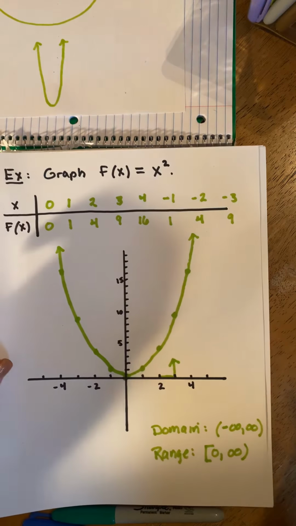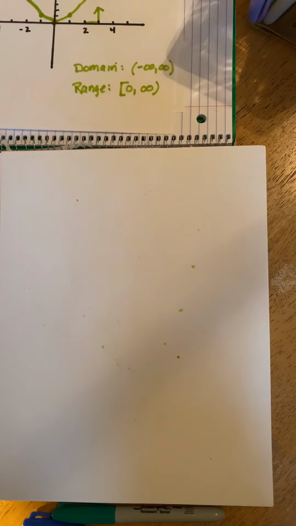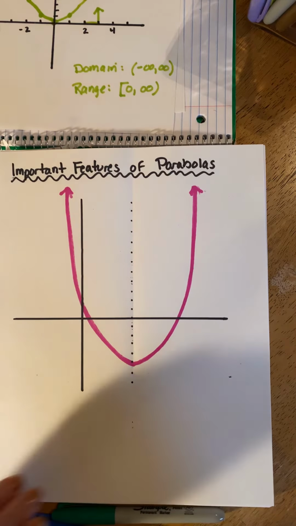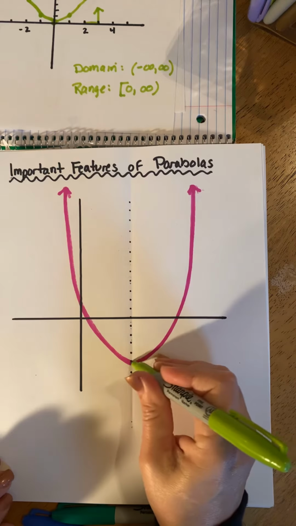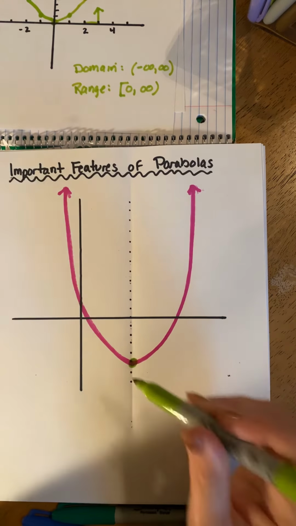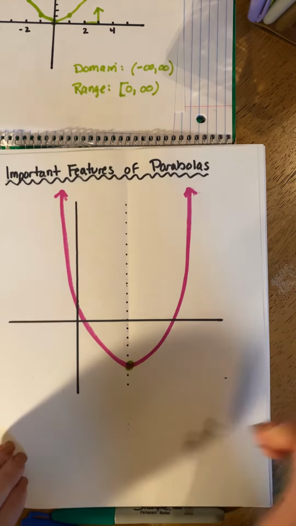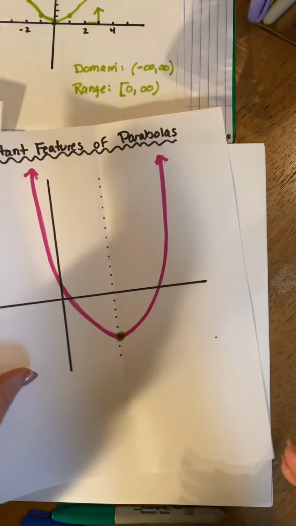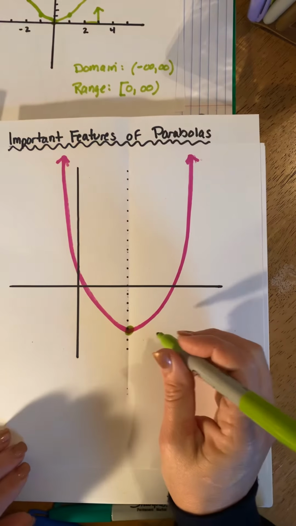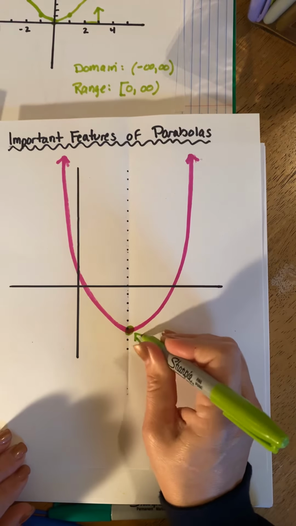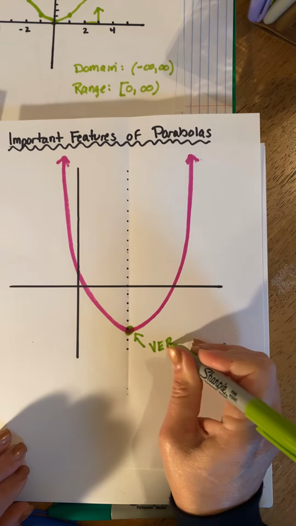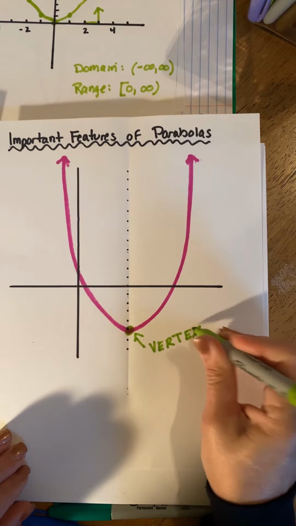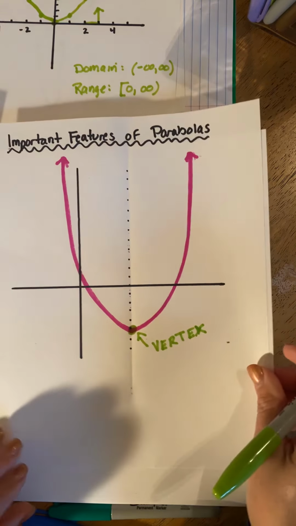All right, so before we get into those details, let's make a list of things that are important features of all parabolas. All parabolas have either a low point or a high point, the bottom of the valley, or if it's an upside down parabola, it would be the top of the hill. And based on the equation, we can find the coordinates of this point. And this is called the vertex. That's the vertex of the parabola.